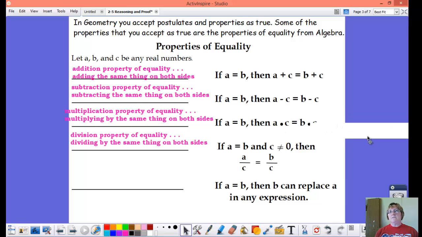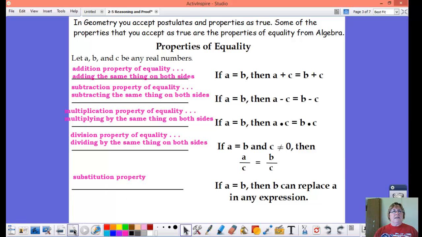So the four operations each have their own property. The last one's a little bit different. If you know that two values are identical, then you can use them interchangeably. That is, B can become A in any expression. Folks, that is called the substitution property, and we will use that frequently.